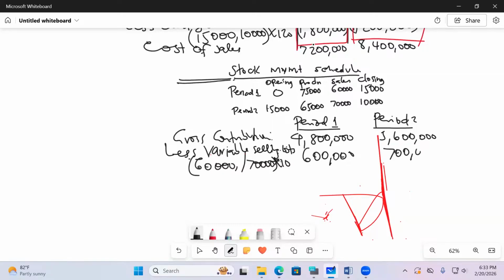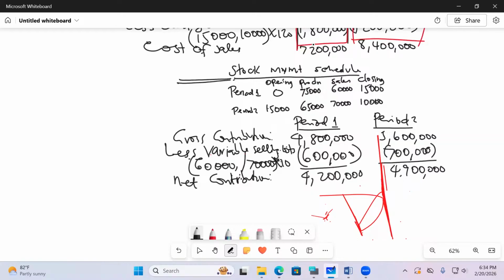So you less this comfortably, then you will be able to get what we call the net contribution. The net contribution will be gross minus variable selling. The first one is 4.2 million. And then the second one will be 5.6 minus 700, which is 4.9 million.